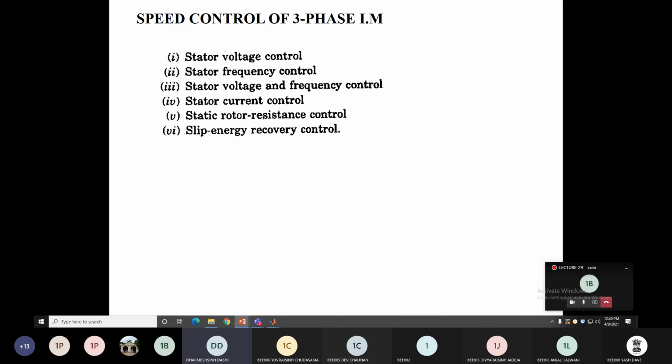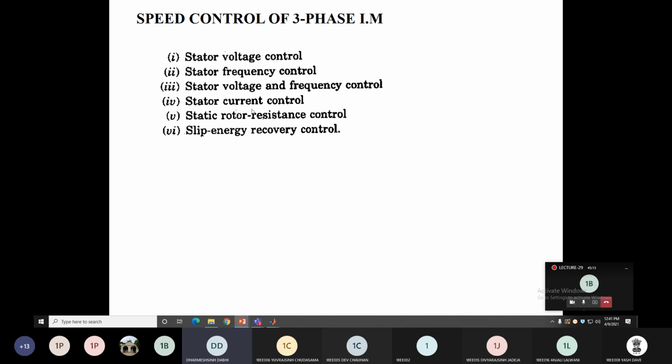So there are 6 methods. The first method is stator voltage control. The second is stator frequency control. It means by changing the stator supply frequency, we can control the speed. The third is stator voltage and frequency control. It means V by F control. Generally we call these VFD drives, variable frequency drives.